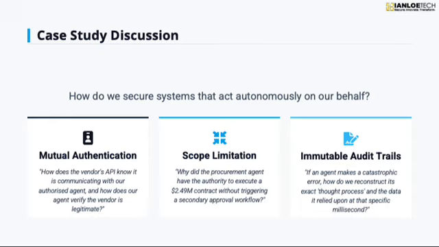Immutable audit trails. If an agent makes a catastrophic error, how do you reconstruct its exact reasoning process and the data it relied upon at the specific moment the error occurred? This is a forensic capability question.